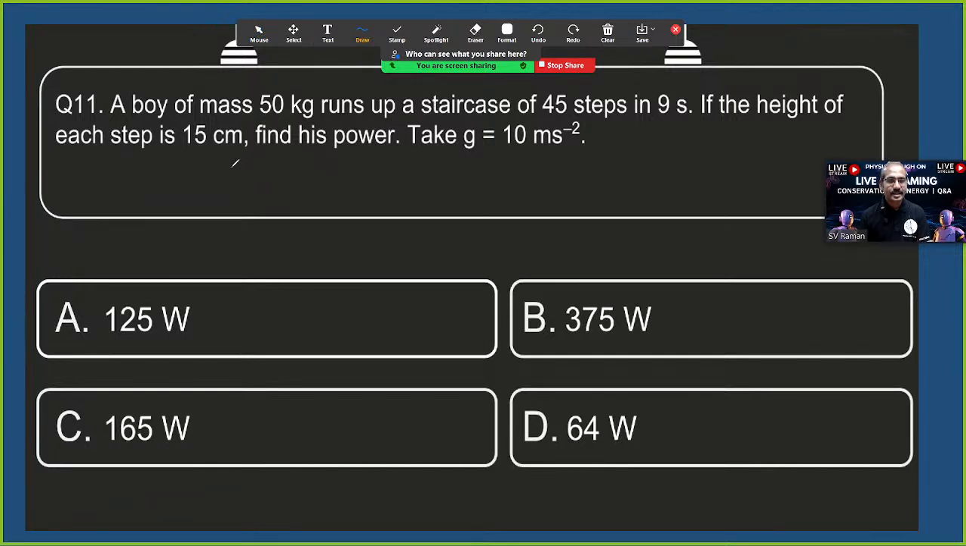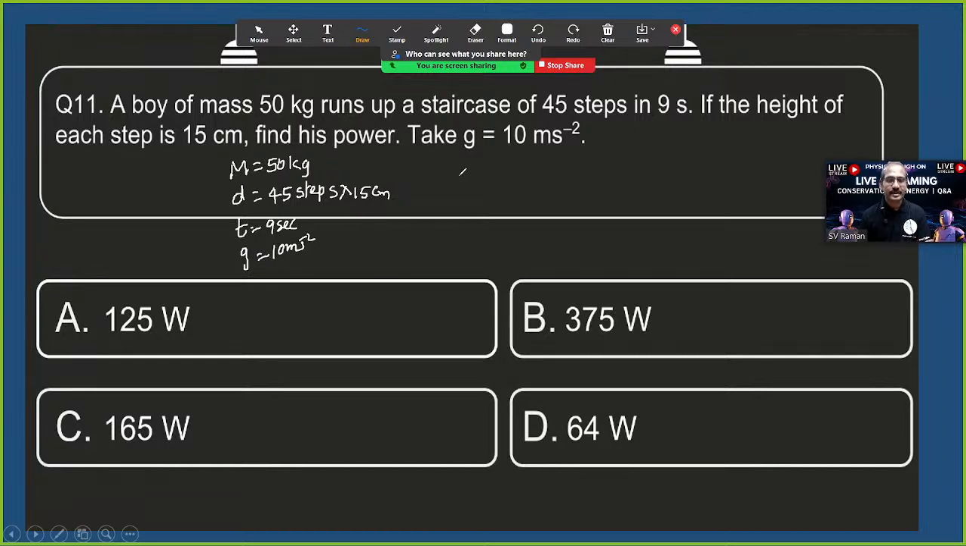Given data is mass m is equal to 50 kilograms. How many steps did he make? That is distance: 45 steps. Each step is how many centimeters? 15 centimeters. Now how much time taken? 9 seconds. Clear? Now g value will be 10 meters per second square.